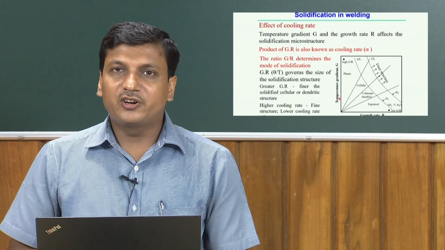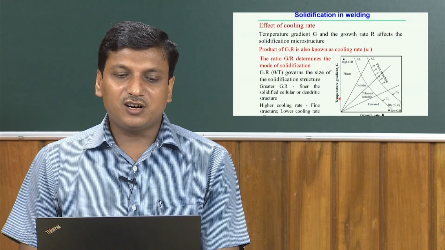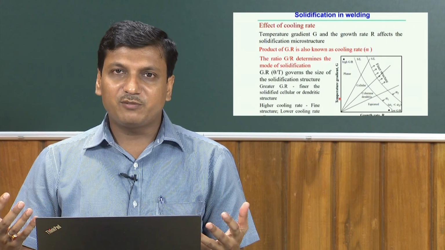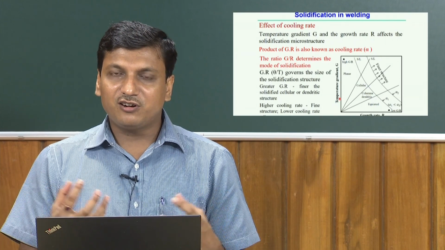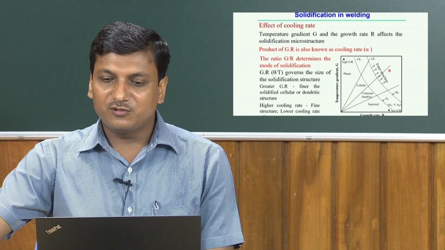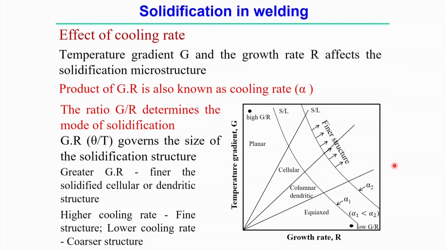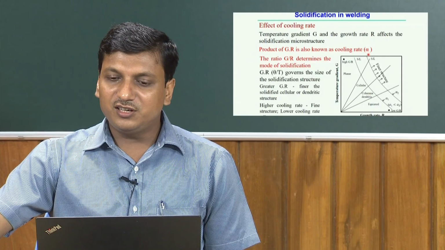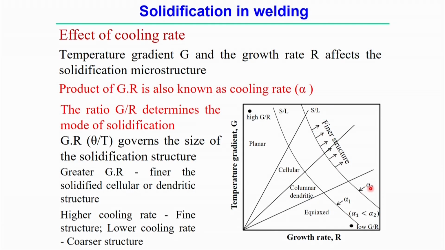So, greater G into R means greater cooling rate, and we can find a very fine solidified cellular kind of dendritic structure. If we see this figure also, most of the structures are either cellular or columnar dendritic, and planar and equiaxed are the two extreme cases here. In general, cellular and columnar dendritic structures exist, and the structure becomes finer if the cooling rate is very high. That means it is beyond that zone, the second line corresponding to alpha 2.